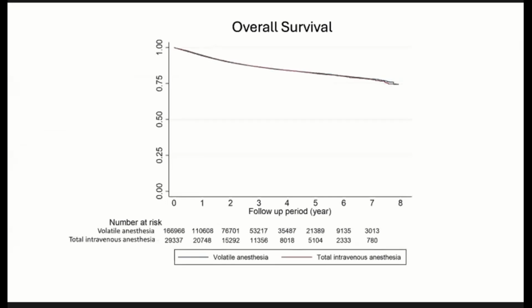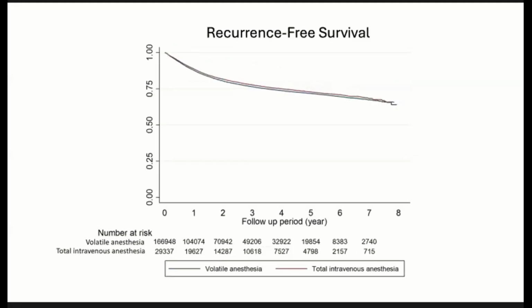And you can see here, this is a Kaplan-Meier survival curve for overall survival at 1 year, which was found to be 89.8% in the volatile anesthesia group and 90% in the TIVA group. So ultimately, with this analysis, they found no significant difference in overall survival between the two groups. The 1 year recurrence-free survival was 80.8% in the volatile anesthesia group and 81.9% in the TIVA group. And again, they did not find a significant difference between the two.